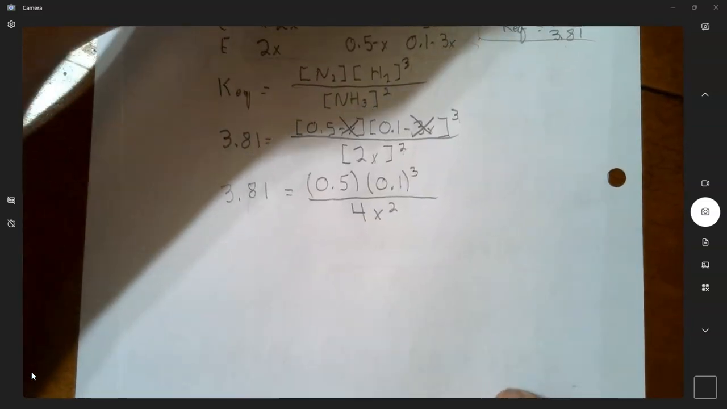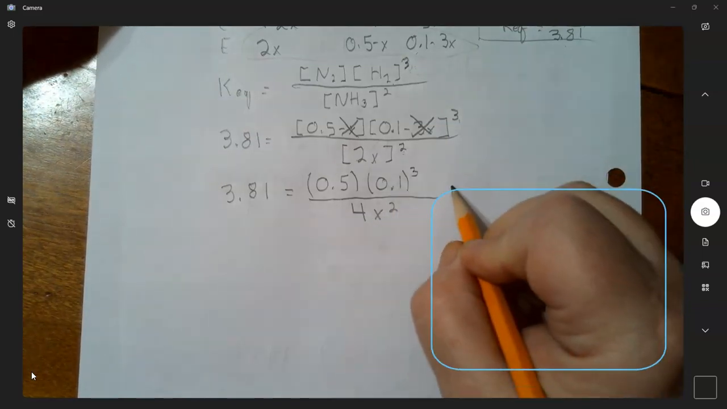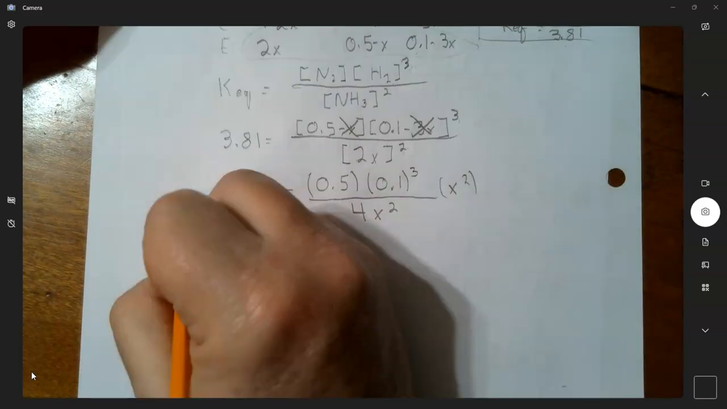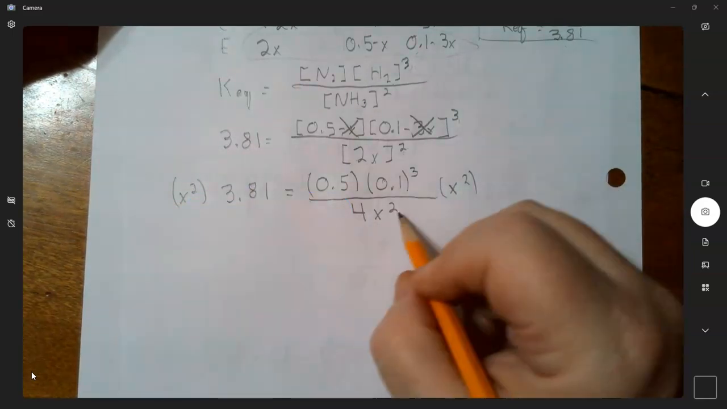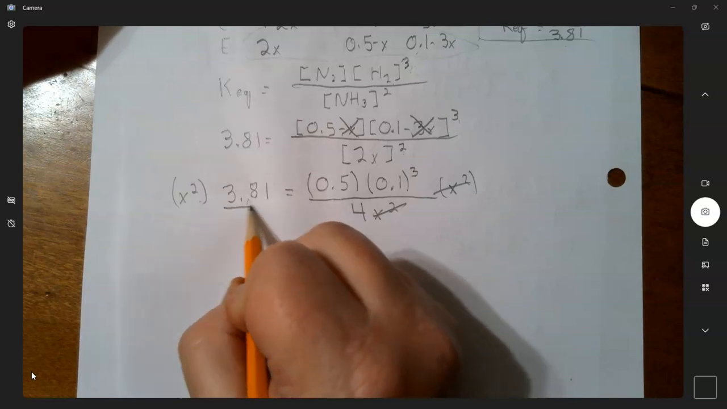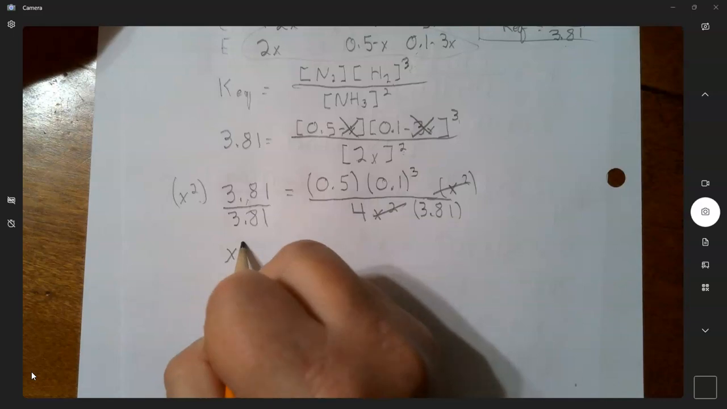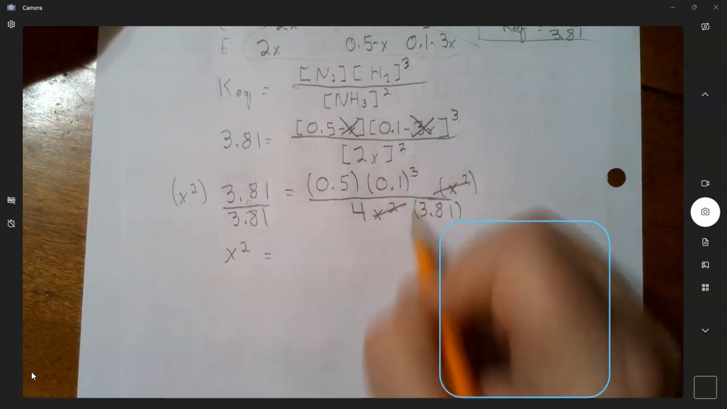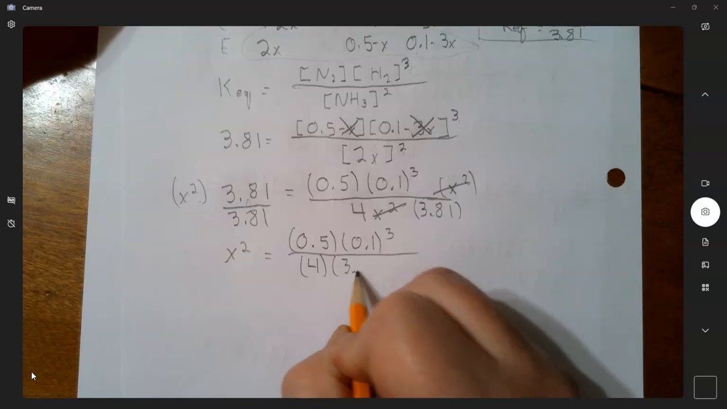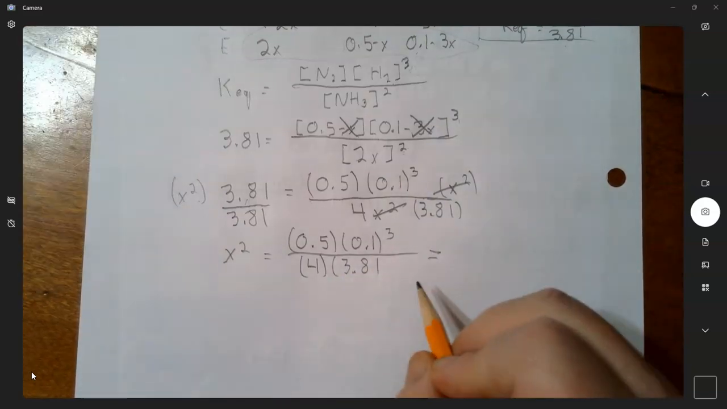It's an algebra problem at this point. What we want is to solve for x squared. First we multiply both sides by x squared to get it up on the top over there. This will cancel. Now we want x squared and everything else over on the right side, so we divide both sides by 3.81. What you end up with is x squared equals everything over here. So let's first multiply all of this and figure out what it equals.